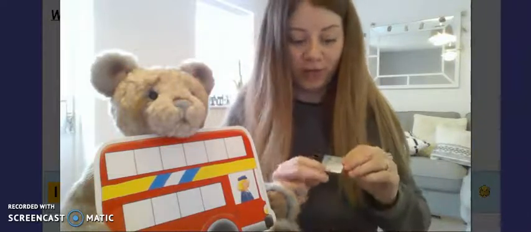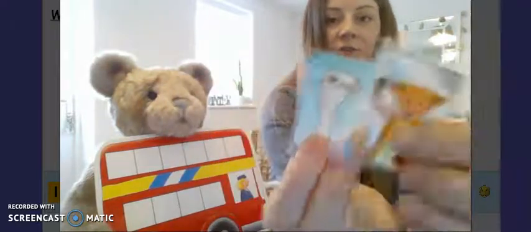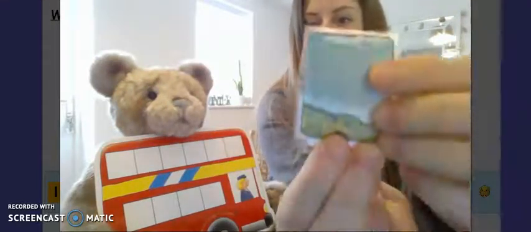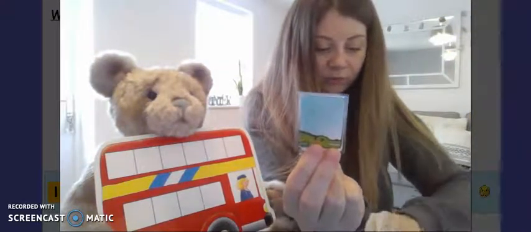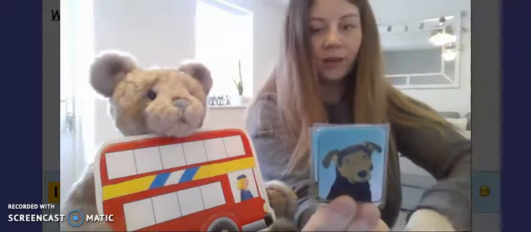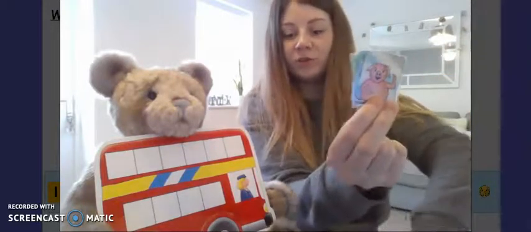I've got some little animals here. I've got an ostrich. I've got a fox, a crocodile, and a dog. And I've got one more. I have got a pig. And we're going to use these animals as our passengers on the bus, okay? So we're going to sing.